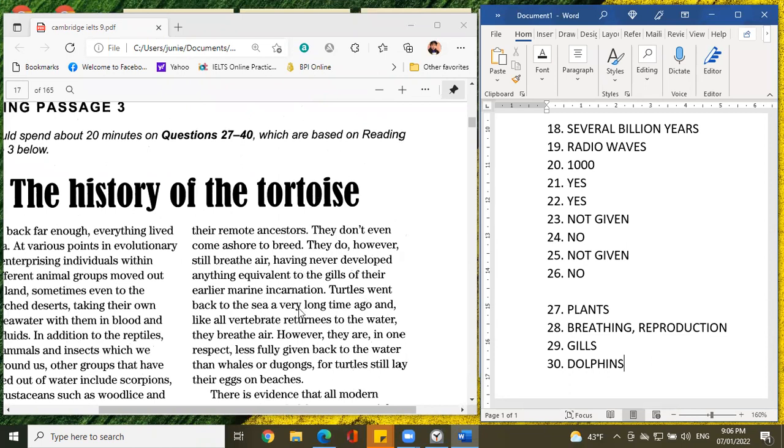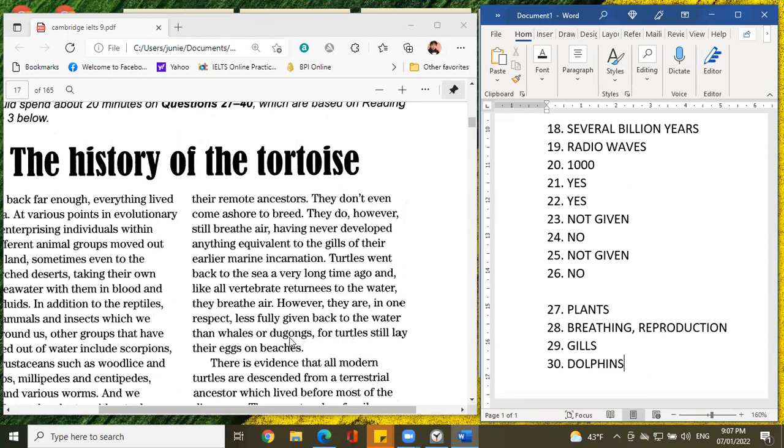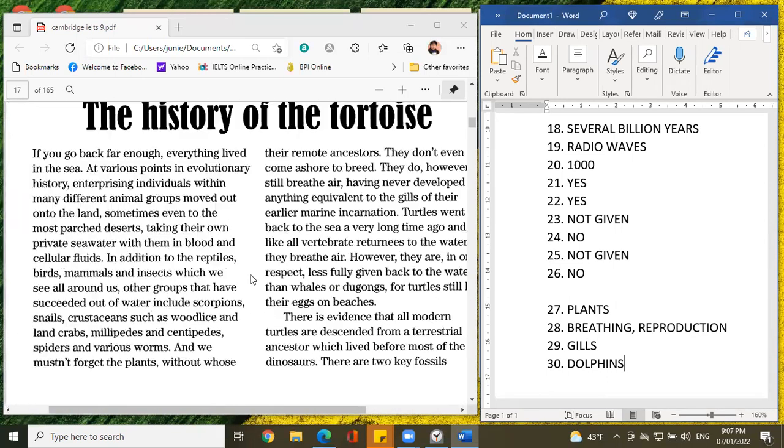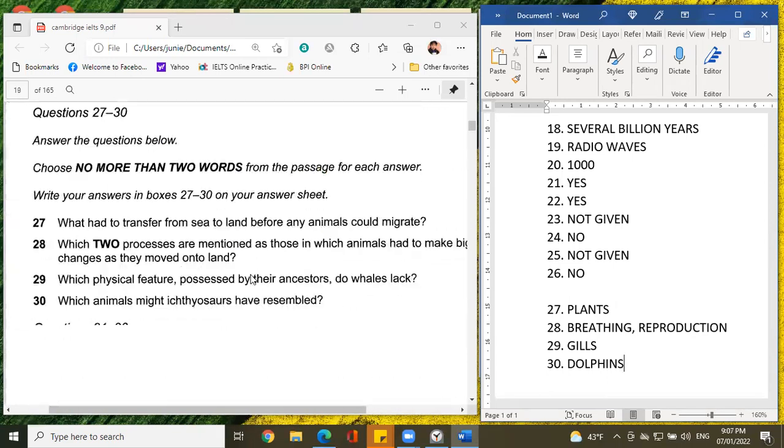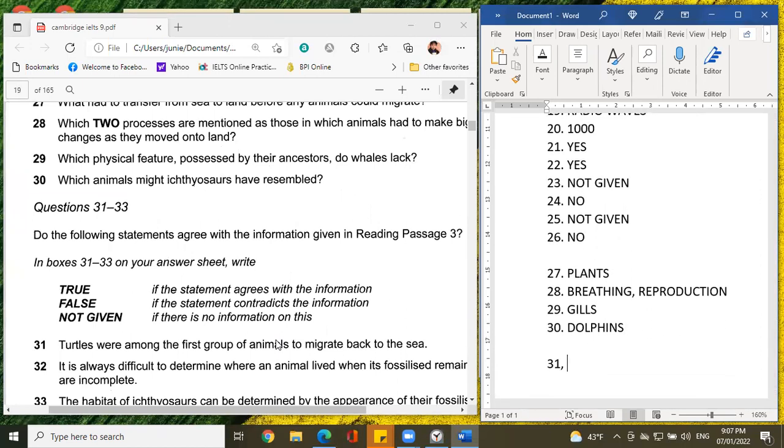Turtles went back to the sea a very long time ago, and they, like all vertebrate returnees to the water, breathe air. However, they are, in one respect, less fully given back than the whales. Turtles went back a very long time ago. Hindi naman binanggit kung sila yung first. Hindi binanggit eh. Among the first group of animals to migrate back to the sea. So, pwede siyang true or not given. Titingnan na lang natin yung pattern, no?